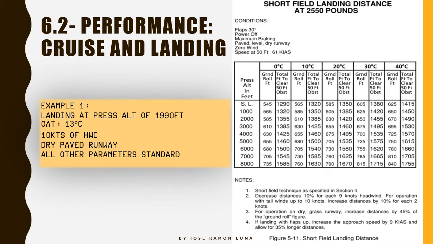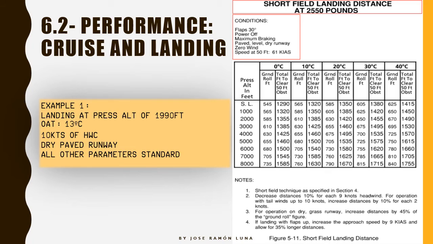Landing at a pressure altitude of 1,990 feet with an outside air temperature of 13 degrees Celsius, 10 knots of headwind, dry paved runway, and all the parameters standard. We need to get those landing distances. So first thing I'm going to do, read up the short field landing distance at 2,550 pounds. Good, I'm using the correct chart. Perfect. Conditions, flaps 30, good.